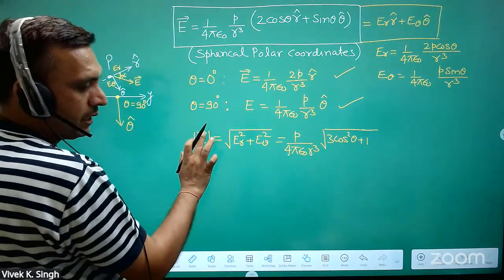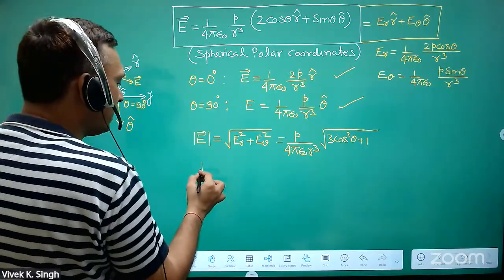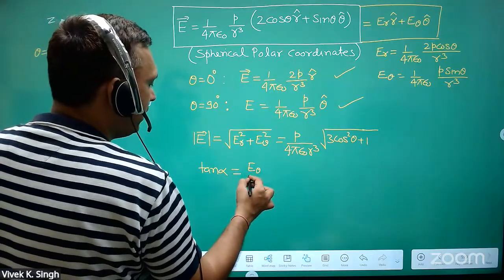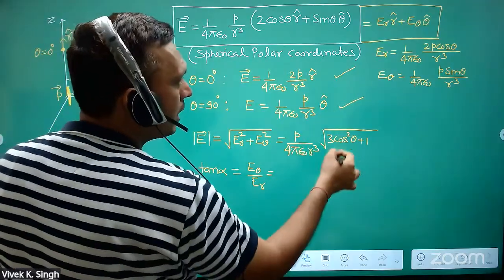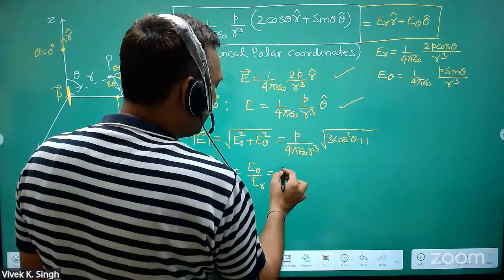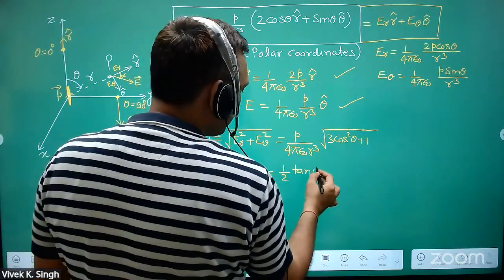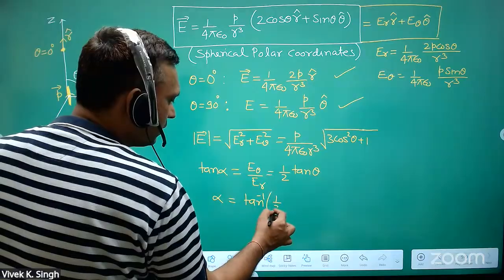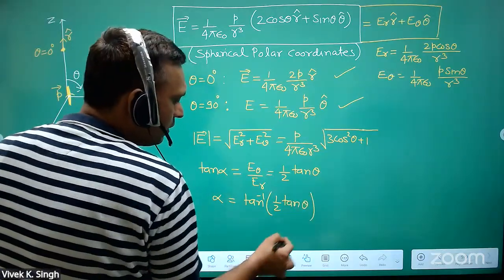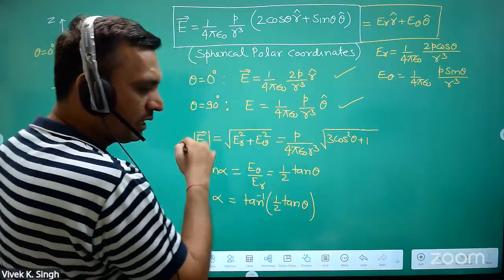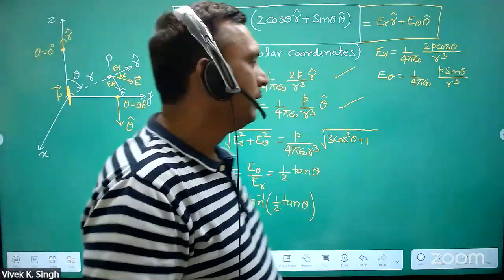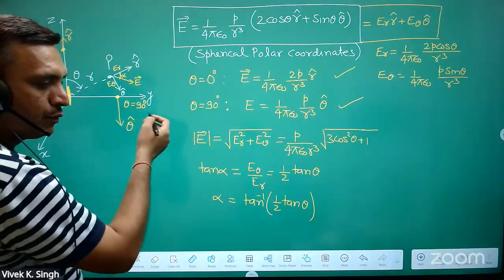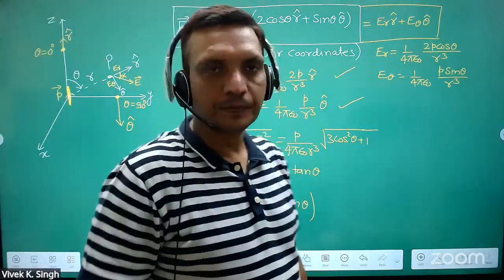This we are writing in spherical symmetry. And the resultant direction will be tan alpha, so what will tan alpha be? E theta by E r. If you divide E theta and E r, it will come out as half tan theta. So the value of alpha will be tan inverse of half tan theta. So this is the general case, and the specific cases we have already discussed. In graduation and post graduation level we study the electric field due to a dipole in the spherical polar coordinate system. So just remember this also.